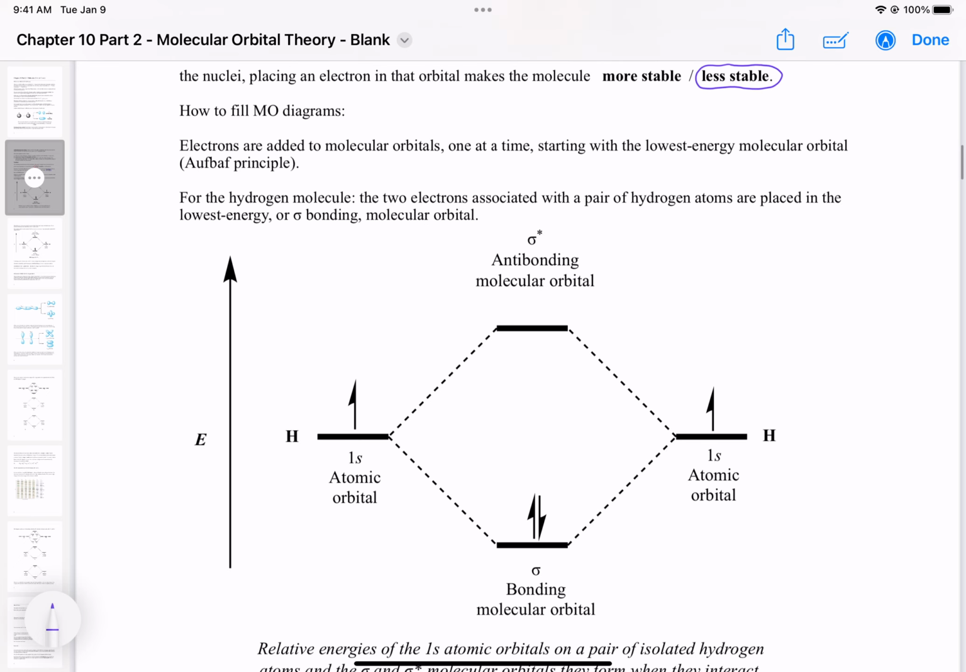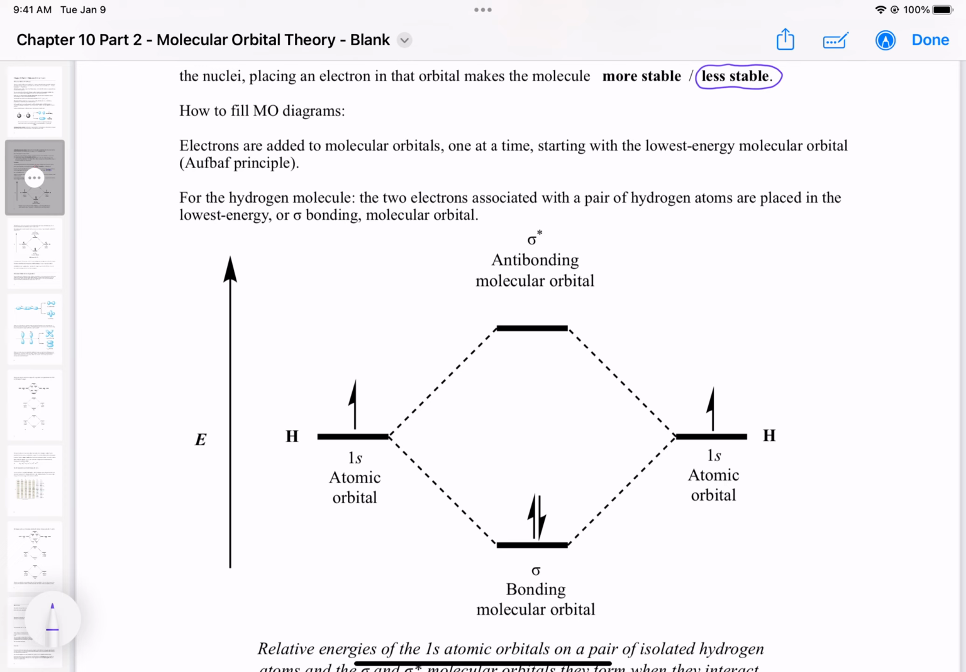Starting with the lowest molecular orbital. So we see here on the sides, those are our atomic orbitals. When we combine them, we get a sigma bonding molecular orbital and a sigma star antibonding molecular orbital. So those two atomic orbitals combine to make two molecular orbitals.